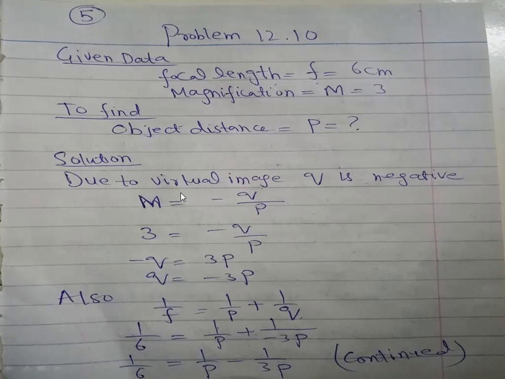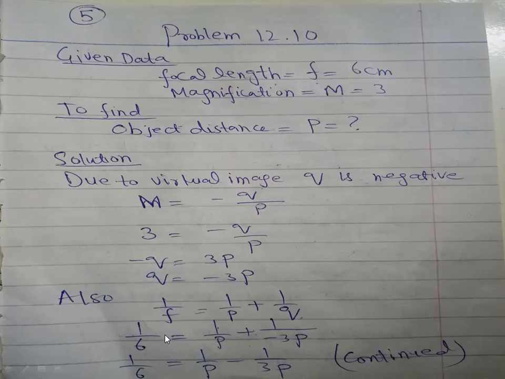Since this is a virtual image, Q will be negative. The magnification formula is minus Q by P, and the magnification is 3. If you cross multiply, minus Q equals 3 times P. So if you write the minus sign with this, it doesn't matter. Q is equal to minus 3P.